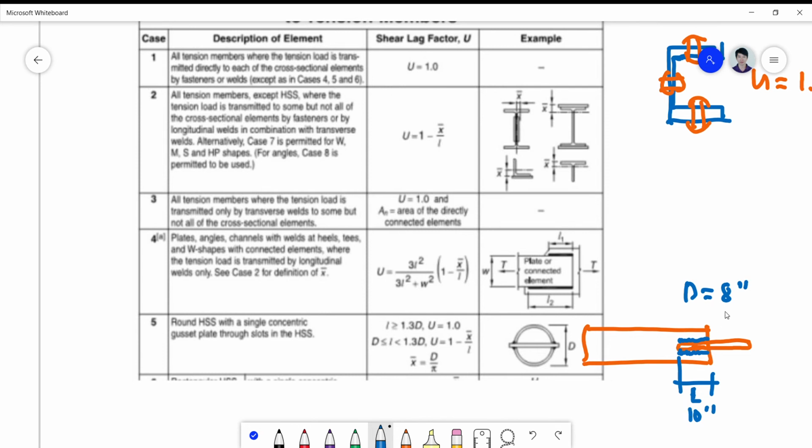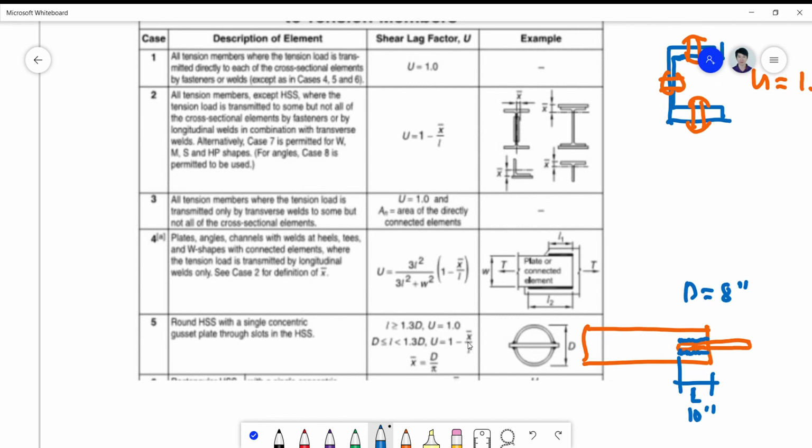Is 10 greater than 1.3 of 8? If it is greater than 1.3 of 8, which I think it is, which I think is not, rather, then I use the other consideration. So, is 10 greater than 8 inches and less than 1.3D? Then if yes, I use this. So what is your X bar in this case?